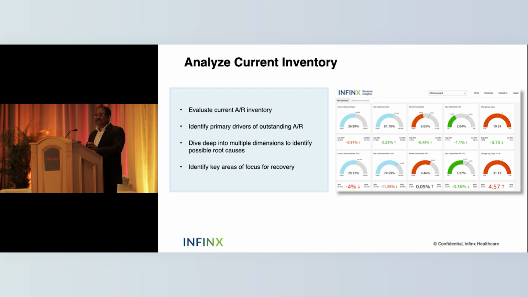The first thing to remember is all charges are not equal, right? So we look at the overall inventory and say, okay, we have $10 million in outstanding AR. How do we go recover $10 million? And we have 50 people working it or 10 people working it, whatever the mechanism is. But it's important to drive down a little deeper in understanding the drivers of the AR.